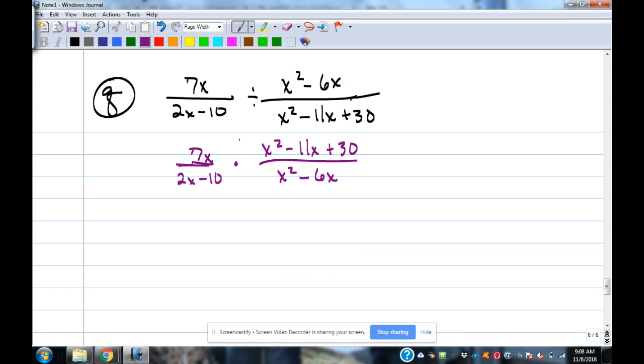Now all the same rules for multiplication are here. We can cancel vertically, we can cancel diagonally, but either way, we've got to do what first? Factor. So I'm going to factor. 7x doesn't factor. I'll get the 2x minus 10. You guys get the other side there. I'm done with my part. You not done with yours yet? I'm just kidding, guys.